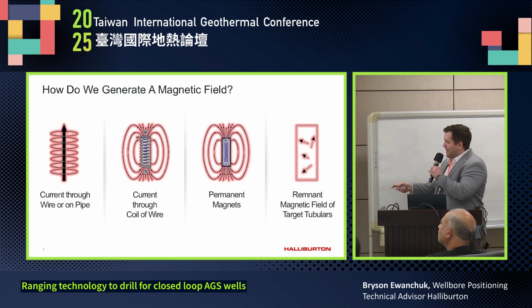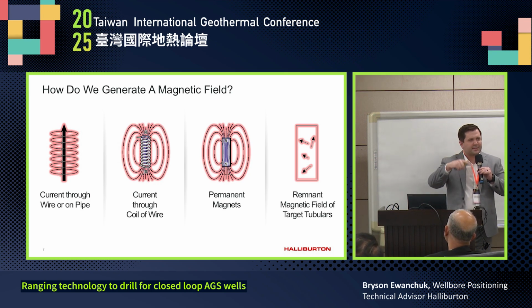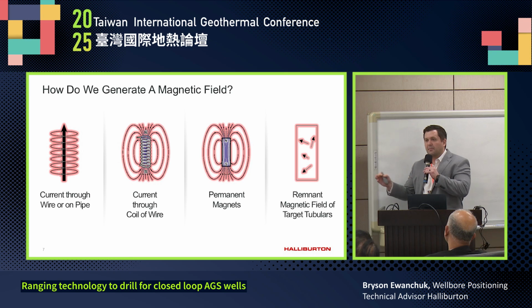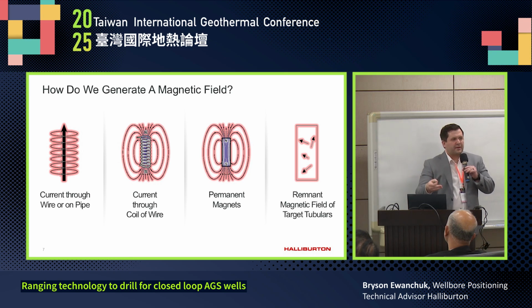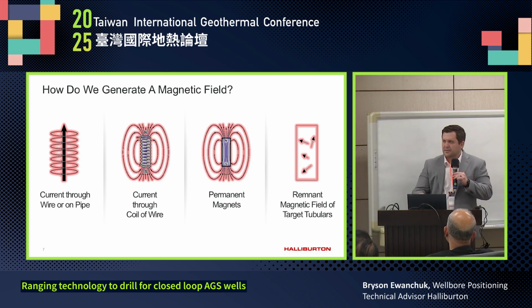Next, we have permanent magnets. Think of the magnets on your fridge. These ones are a little more high tech, but it's basically the same thing. Think of a north-south bar magnet. And then finally, we have the remnant magnetism that's left on tubulars. This could be any metal. Basically, any metal that has any form of iron in it, we can detect to some degree.